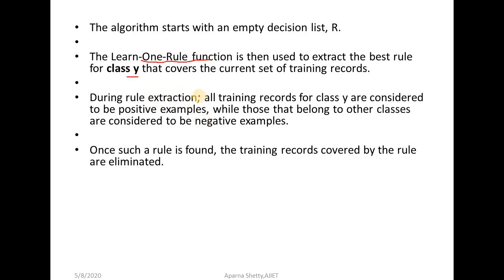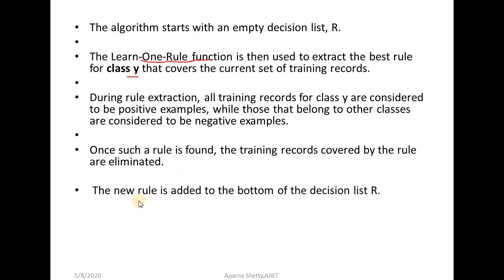Then, during rule extraction, all training records for class Y are considered to be positive examples, while those that belong to other classes are considered as negative examples. So all the training records whose class label is Y you consider as positive examples, while the records that belong to other classes you consider negative examples. Once such a rule is found, the training records covered by the rule are eliminated.